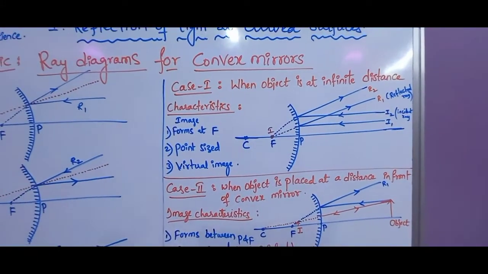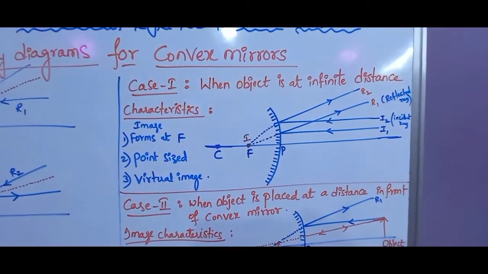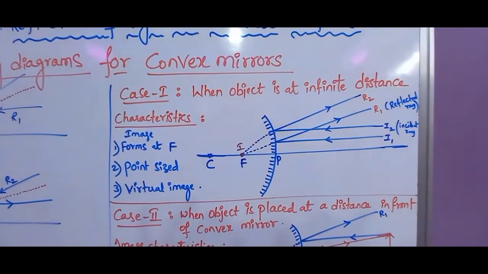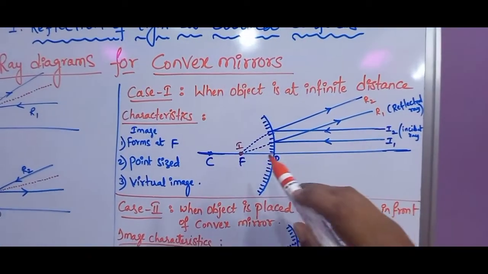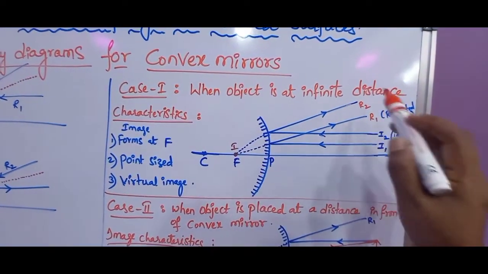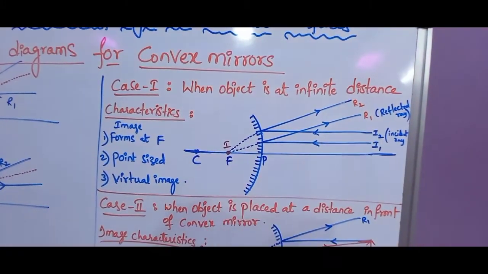Okay, children, here we need to remember only two points. That is, when the object is placed at infinite distance, then the image of that object is going to be formed at the focal point, a point-sized image at that. When the object is at infinite distance, the image is formed at the focal point.